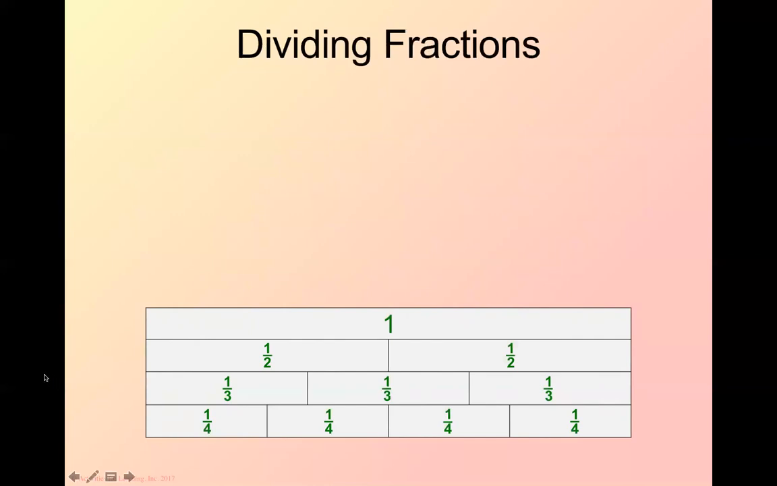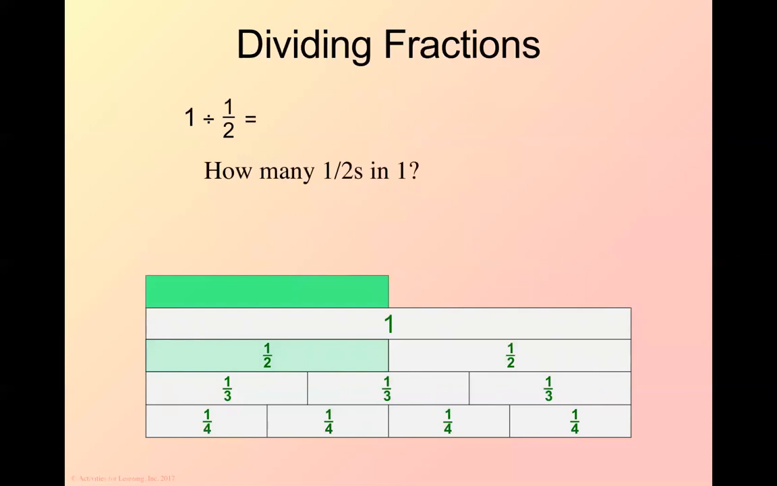Okay, so here I just again have the 1s, halves, thirds, and fourths. We're going to start out with 1 divided by 1/2. Looking at this, what we're doing is asking how many 1/2s are in 1? Well, here's my 1/2, and I'm going to pull it up here so I can start to count. How many of these green pieces are in the whole 1? Well, there's 1, 2 of them. That's the answer, 2.